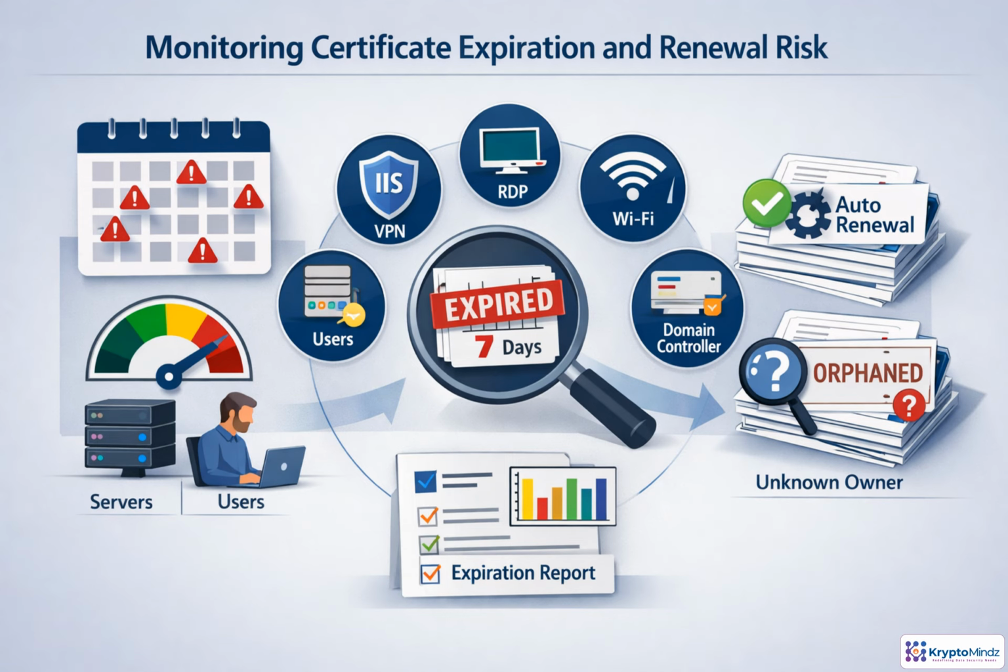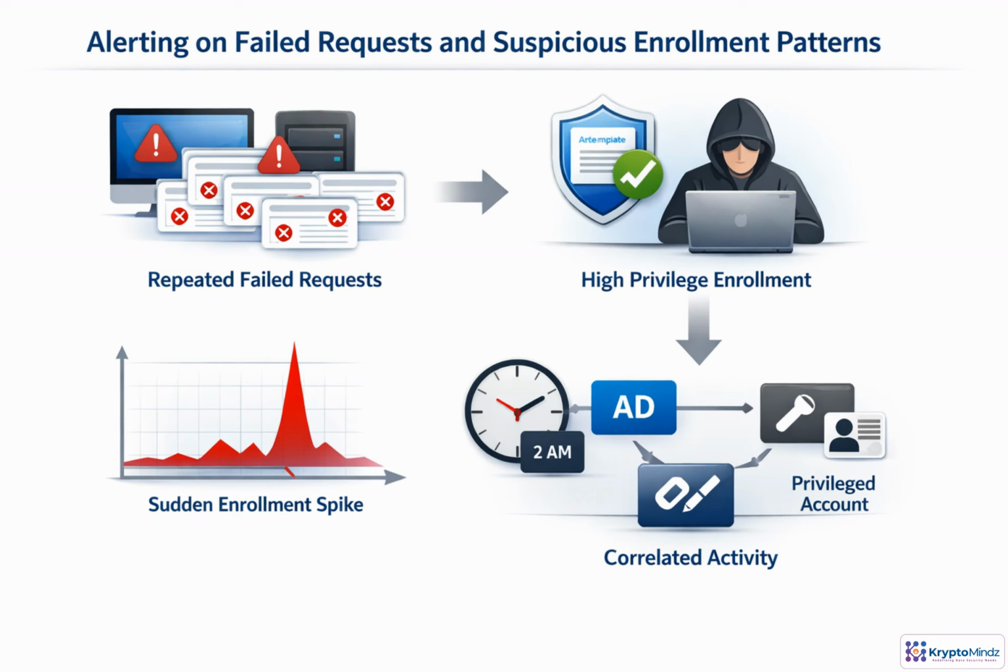Most certificate outages trace back to one root cause: nobody noticed the expiration in time. To avoid that, maintain a single view of every certificate, grouped by how soon it expires and tagged with its owner, system, template, renewal method, and risk level. Focus first on certificates that keep the business running: IIS, VPN, RDP, Wi-Fi, smart card logon, and domain controllers. Then confirm auto-enrollment is working as expected, and use reports to find orphan certificates before they surprise you.